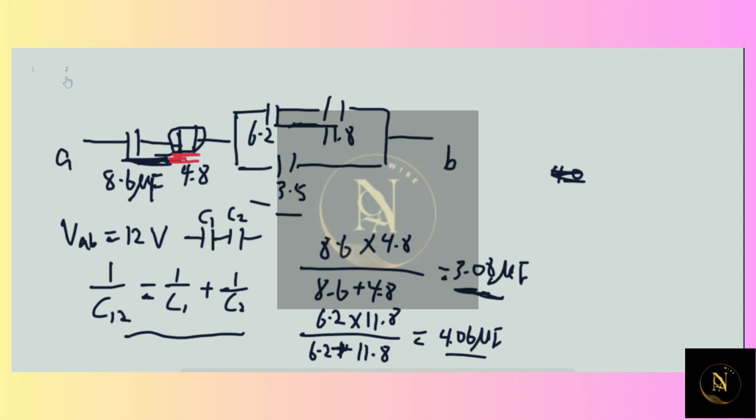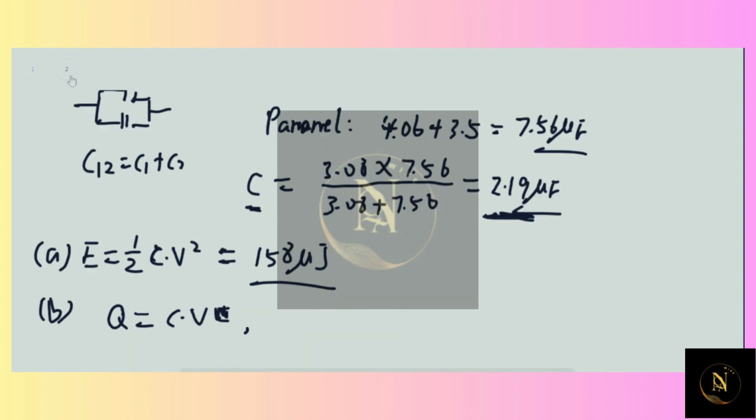So in that case, we can determine that the total energy stored in this capacitor, E, equals half Q squared over 4.8 microfarads. So this will be the energy stored in the 4.8 microfarad capacitor. This actually gives you 71.8 microjoules.